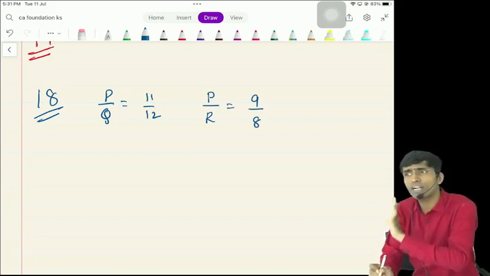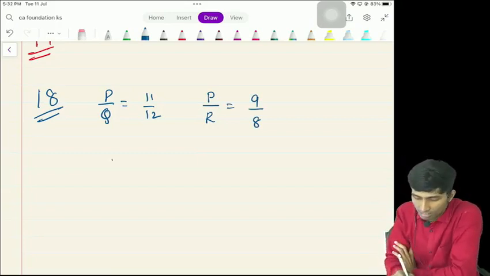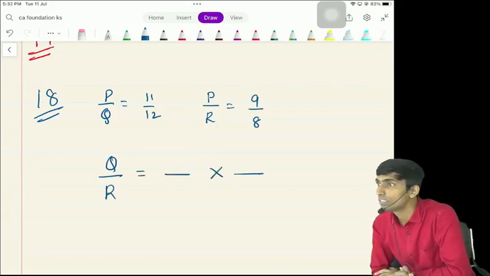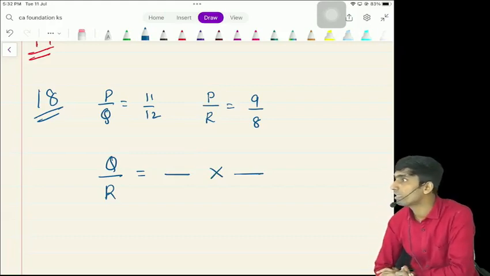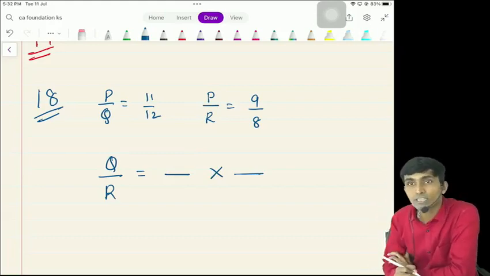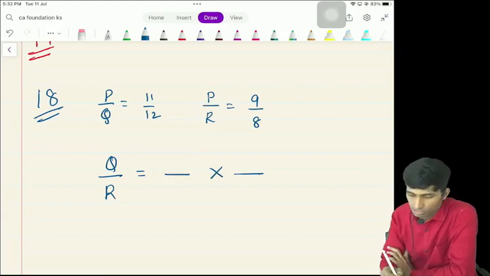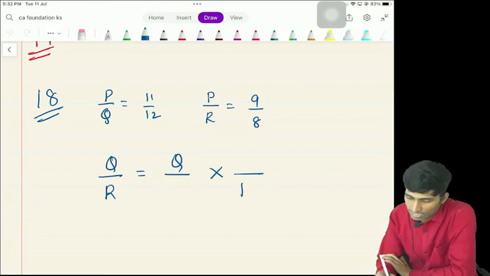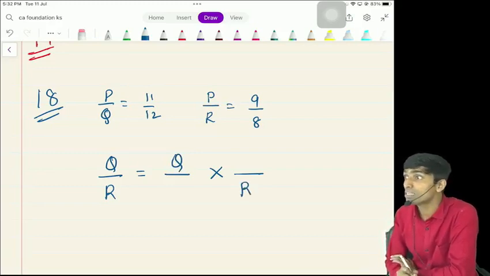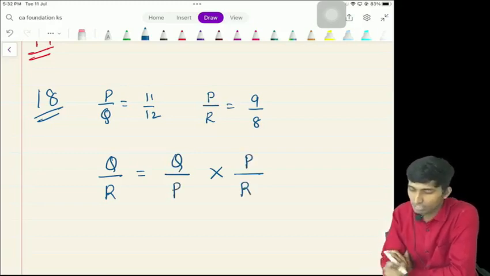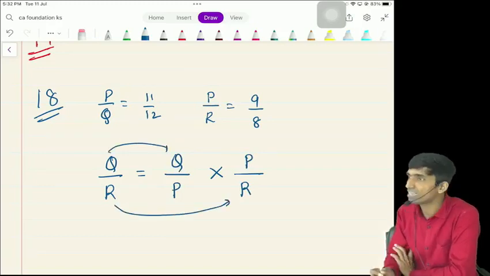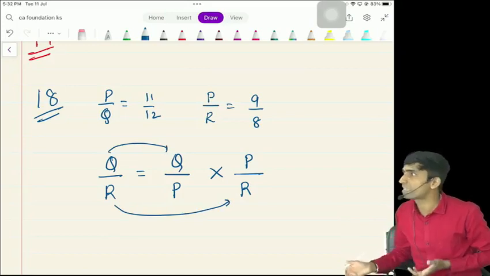Easy way. What we have to find? Q by R is equal to, put two dashes like this and a multiplication. Understood? We have to multiply. What do I want in the numerator? I will write Q here. What do I want in the denominator? I will write R here. What is common? I will write P here, P here. I have written the Q here and the R here. Common will be there, 100%.